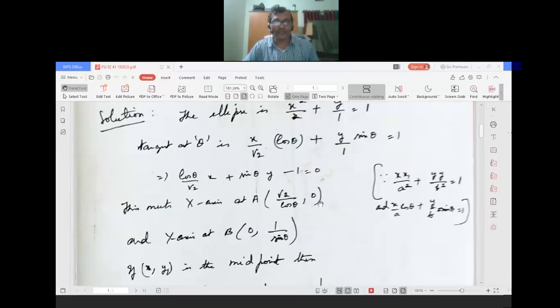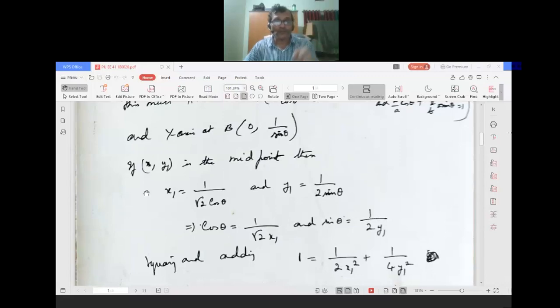Any point on the x-axis, the y coordinate is 0. To get a point on the x-axis in the straight line ax plus by plus c equals 0, we put y equals 0 and find out. These are all the basics. To get a point on the y-axis, we put x equals 0. So when I put x equals 0, I get y equals 1 by sin theta. So 0 comma 1 by sin theta.